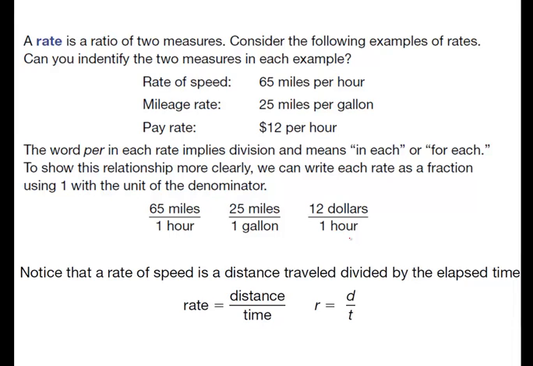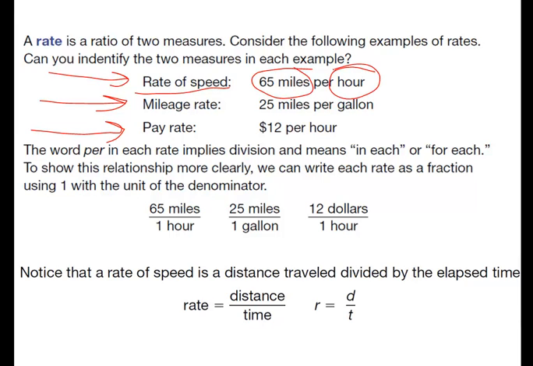So we can look at rate as a ratio of two measures. Here are three examples: rate of speed, mileage rate, and pay rate. Let's see if we can find the two measures in each one of these. In rate of speed, we have 65 miles per hour. So what are our two measures? We're going to measure in miles and we're going to measure in hours. And then the other two become much simpler now that you see that. For mileage rate, we're going to measure in miles and gallons. And pay rate, dollars and hours.